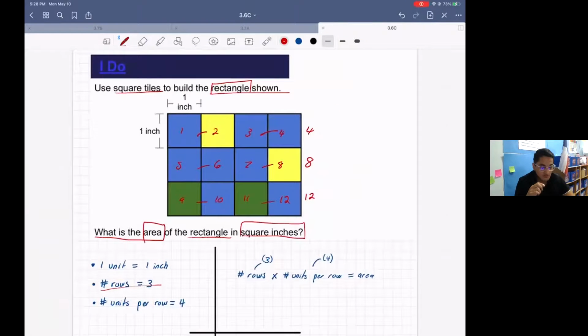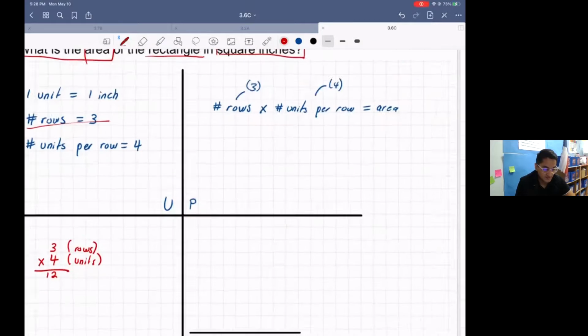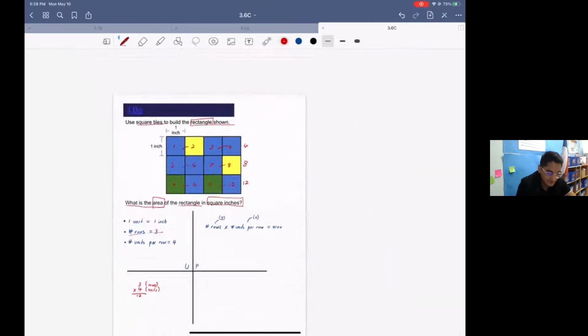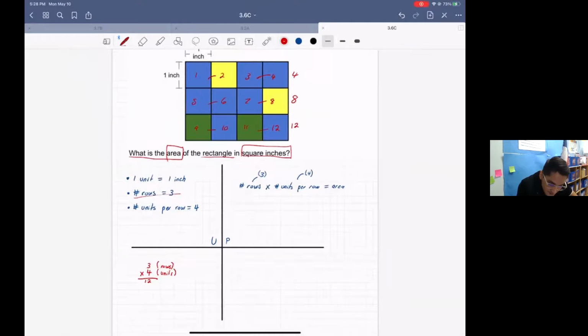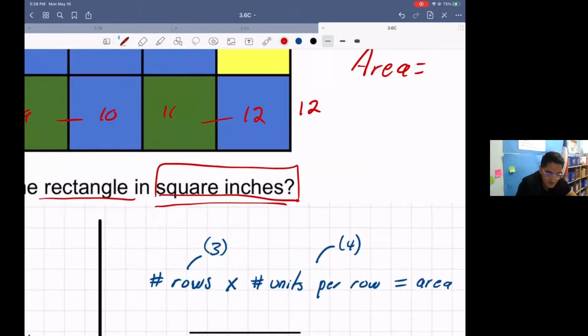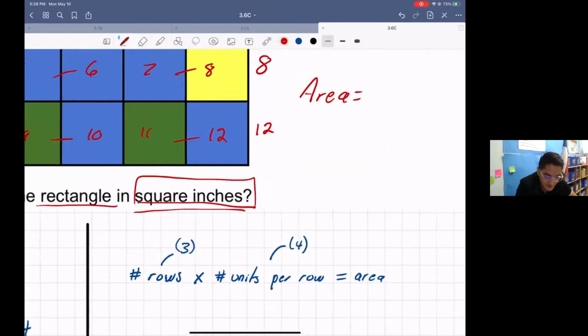Okay, so again, just 3 times 4 equals 12. And that means that my area equals, and again, it says in square inches. So area, we said, equals 12 square inches. I'm going to put it that way.